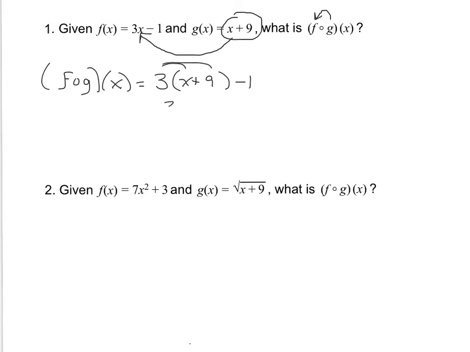Then I can distribute, so I'll get 3x plus 27 minus 1. Then 27 minus 1 is 26. So f composed with g of x is 3x plus 26.